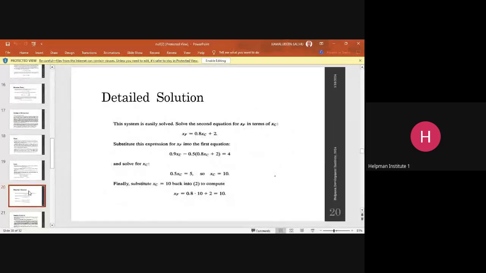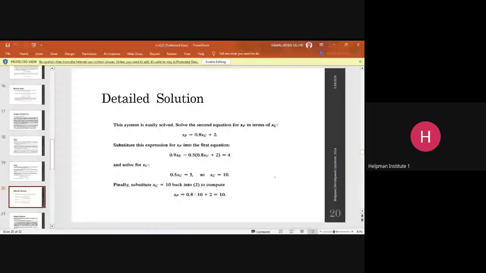So as you can see, the system is easily solved. For the second equation, we make x of f the subject and substitute back into the second equation. With substitution, you make all the equation to be in terms of c. So solve for c, then substitute back for the position of x of f, and this will yield the result. Let's go to the next slide.